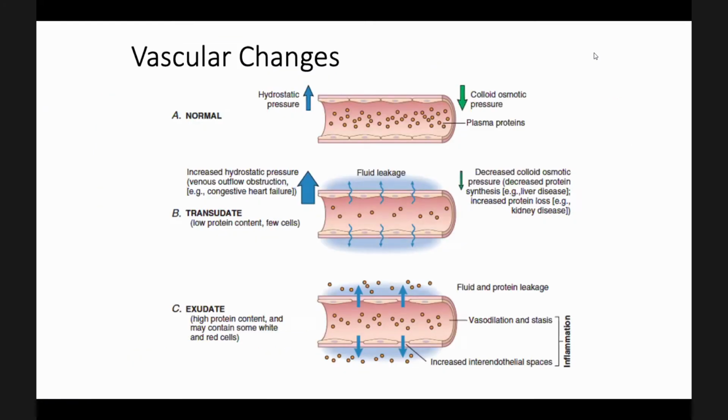So, vascular changes. Here you see normal blood vessels. The hydrostatic pressure is there because of the plasma proteins. Because of colloid or oncotic pressure, there's nothing. This is normal. But what happens? Transudate will start because of the leaky vascular endothelium. The fluid will leak outside along with the proteins, so there will be edema. Exudate is high protein content and may contain some white and red cells. When red cells and white cells start to go outside, that forms the exudate. Transudate has low protein content and few cells.